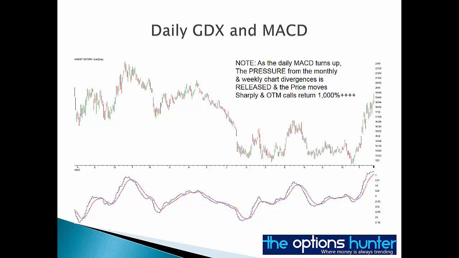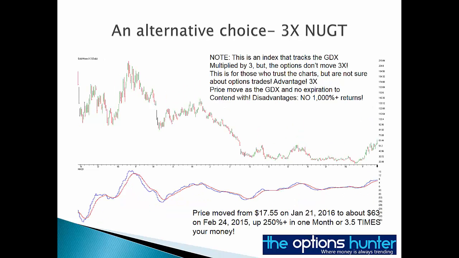This is a 3 times multiplied index of the gold miners, for people who are skeptical of options or just getting accustomed to options, but can also give you the ability to leverage your money at 3 times the movement of the GDX index itself. So if the GDX moves up 10%, this would move 30%.